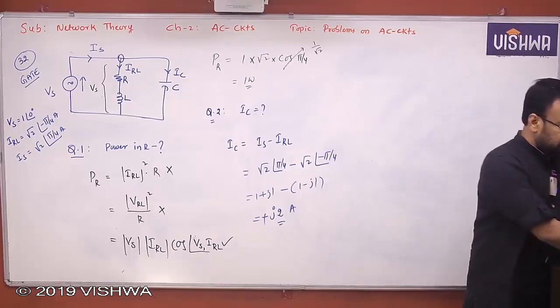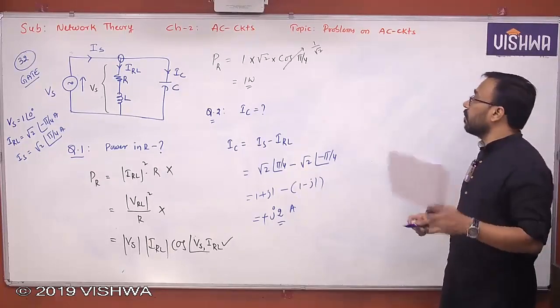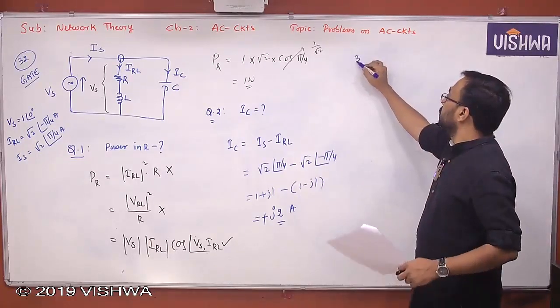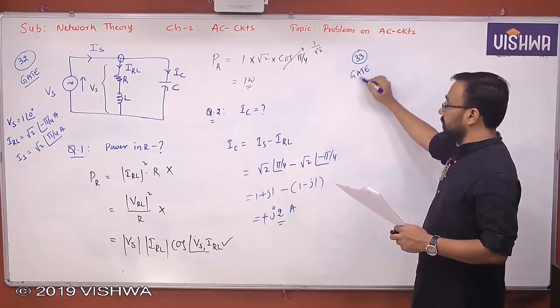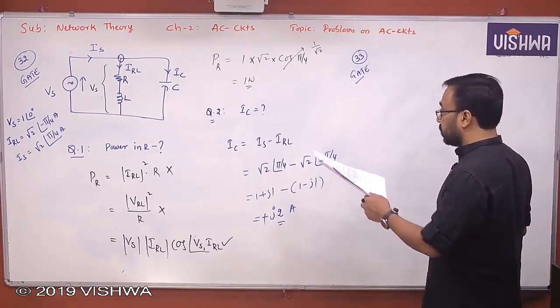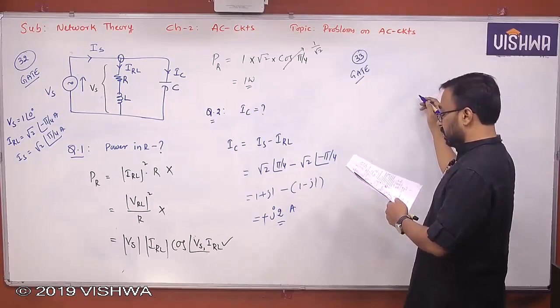Note down quickly. Note down. A 33 problem which was asked in GATE. You just note down. Meanwhile, I write the problem here.